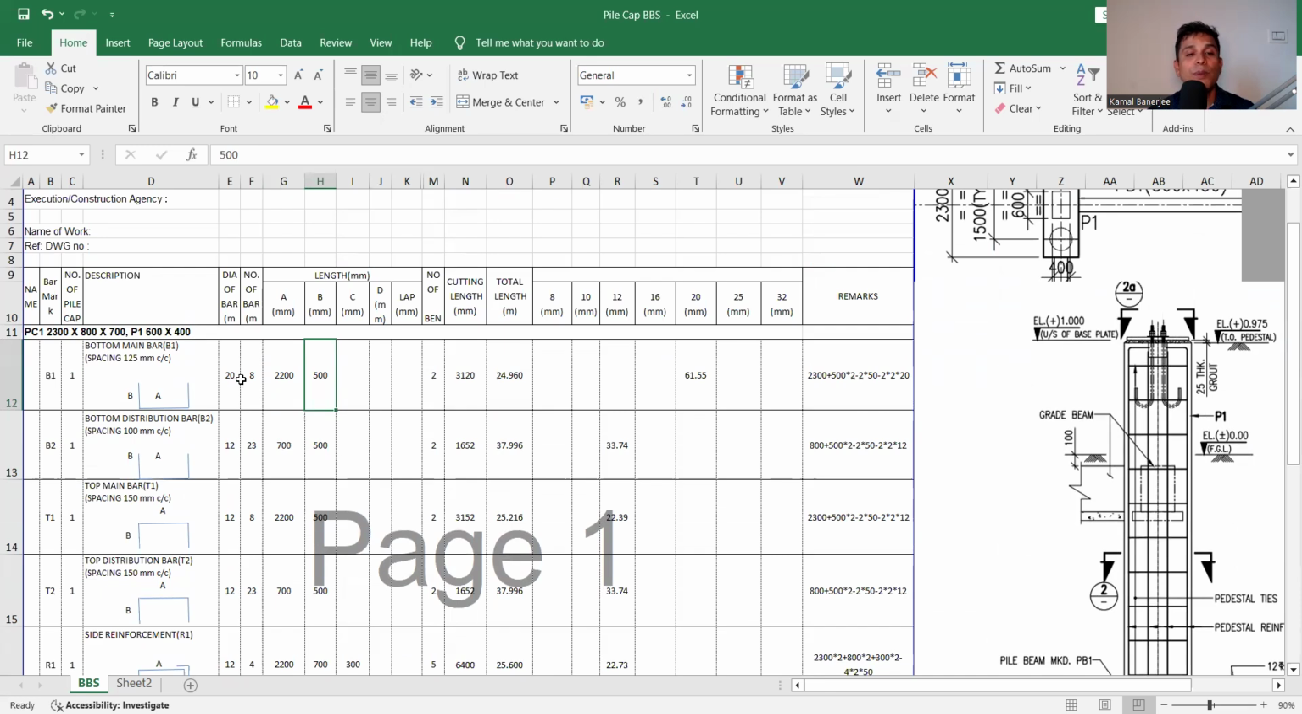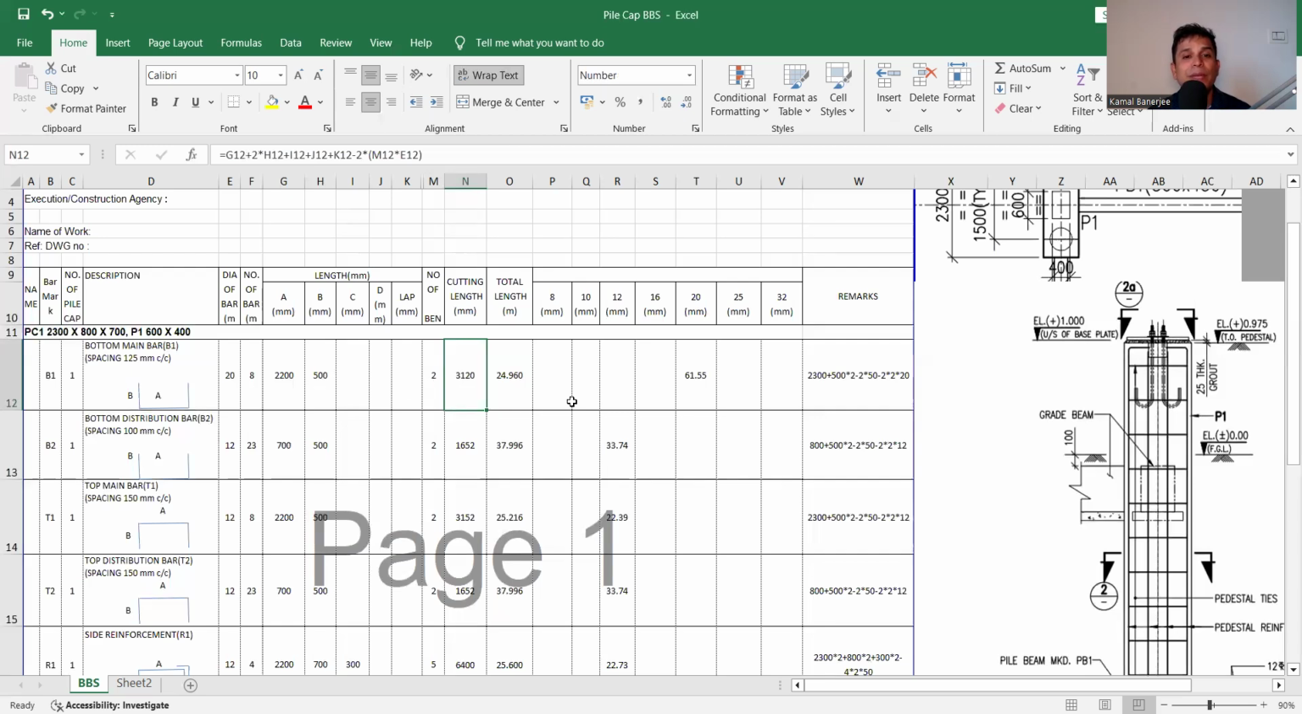20 bar, number of bar, and number of bend, here is 2 bends, because whenever we are calculating the cutting length, this number of bend has to be deducted. So here what will be the cutting length? See, this plus this plus this plus this minus this bar.